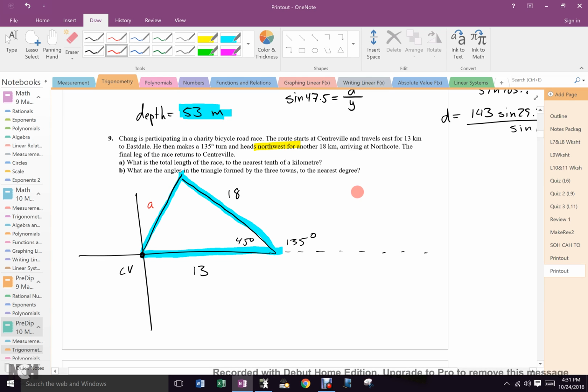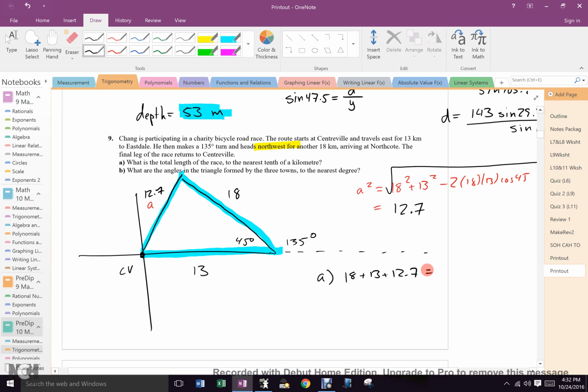That's cosine law. A squared equals 18 squared plus 13 squared minus 2 times 18 times 13 cos 45. I punch that all into my calculator. Remember, I need to square root it all, and I get 12.7. I did that to death today. So this side is 12.7. So how long's the race to the nearest tenth? So that's 18 plus 13 plus 12.7, which is 43.7.